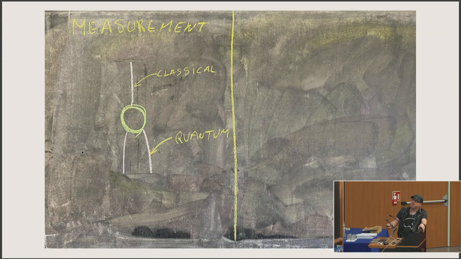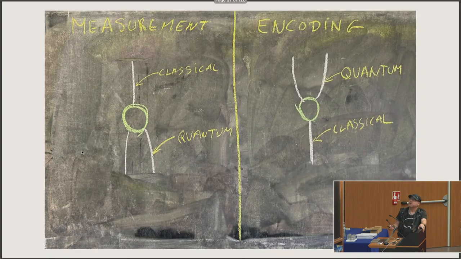Here is a spider, two inputs, one output. What is this? This is a measurement. This is what philosophers have written 100,000 papers about in 100 years. The measurement problem. This is a measurement. It's just a spider. Two inputs, one output. What is this? One input, two outputs. Okay, this is encoding classical data as a quantum state. So going from quantum to classical and back is actually very simple now. It's also just using spiders.